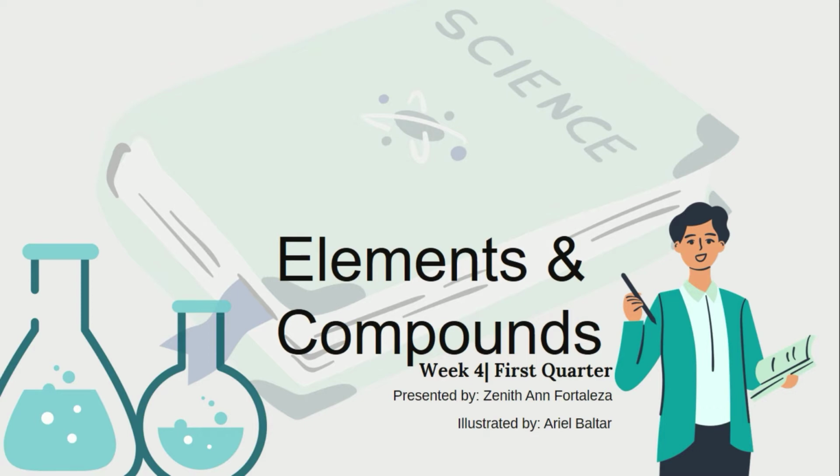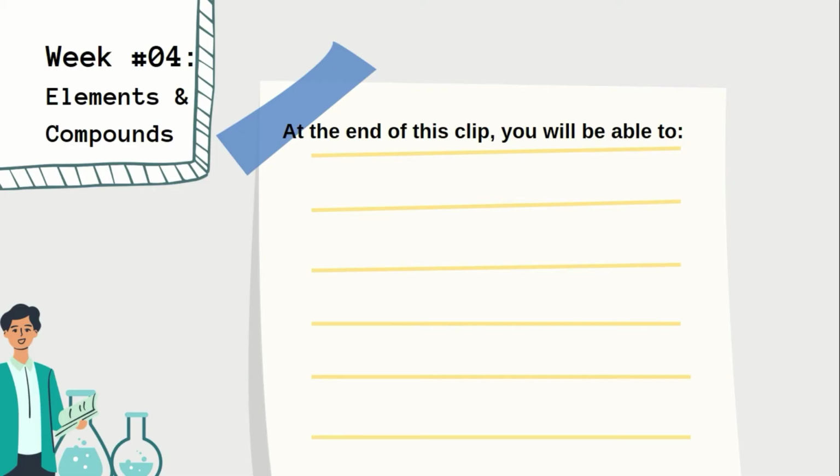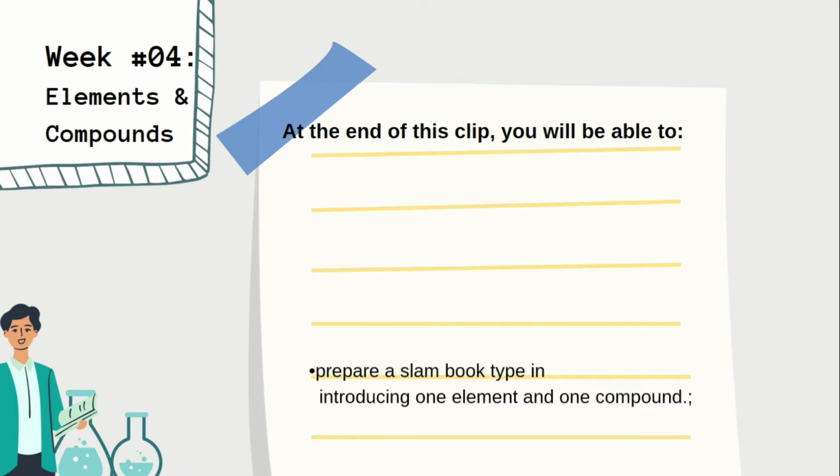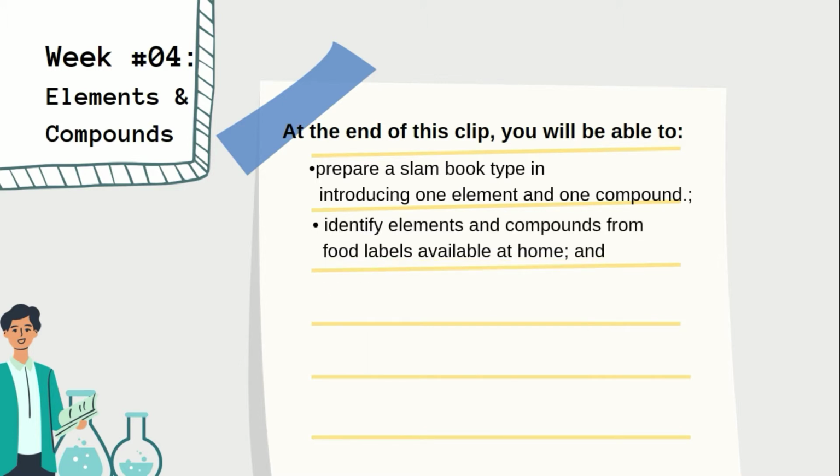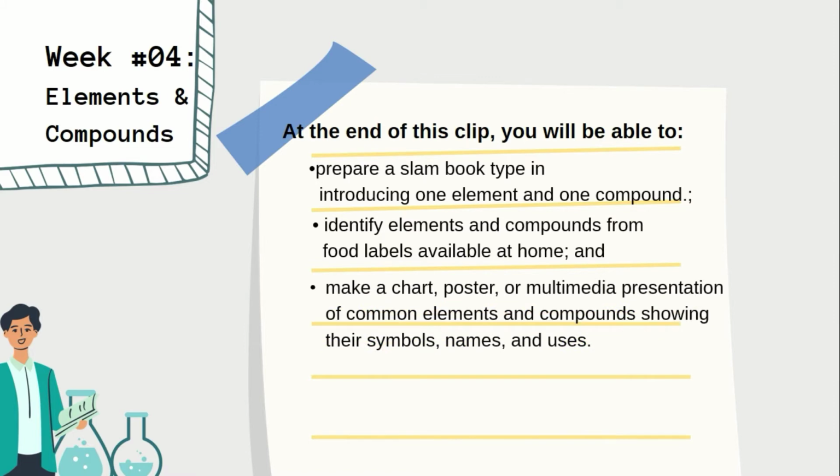Today, we are going to discuss week 3, part 2 of our module entitled Elements and Compounds. At the end of this lesson, you will be able to prepare a slam book type in introducing one element and one compound. Identify elements and compounds from food labels available at home, and make a chart, poster, or multimedia presentation of common elements and compounds showing their symbols, names, and uses.